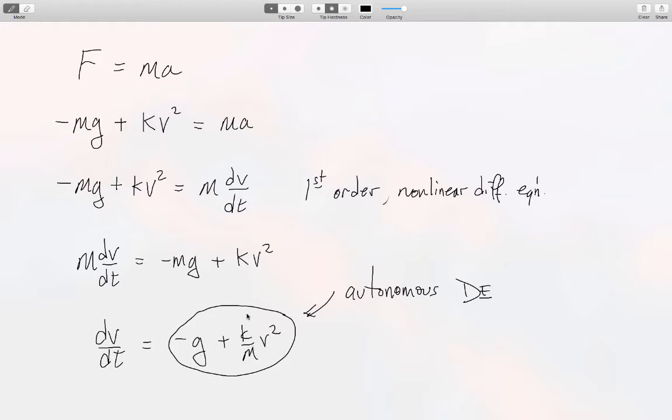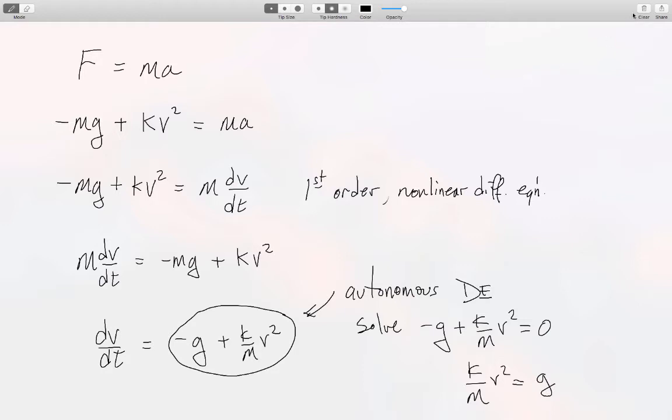And they're really nice. When you have the autonomous DE, you can find critical points in terms of the dependent variable, and that critical point here is a very meaningful physical value. It's the terminal velocity. So what we would do normally with an autonomous DE is set this right hand side equal to 0. So we solve negative g plus k over m v squared equal to 0. So we've got k over m v squared equal to g.